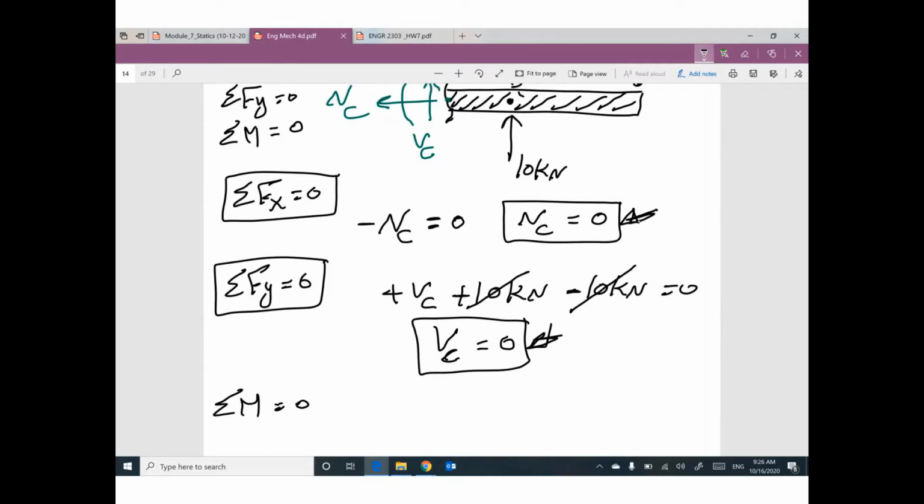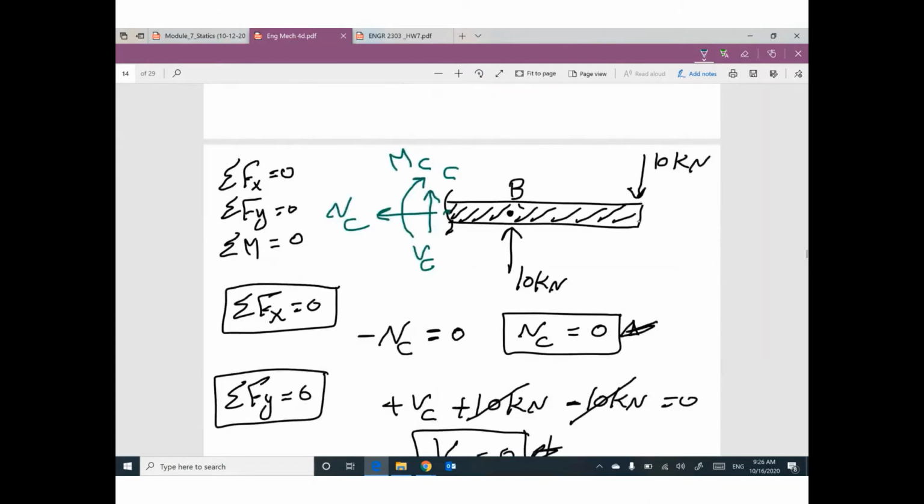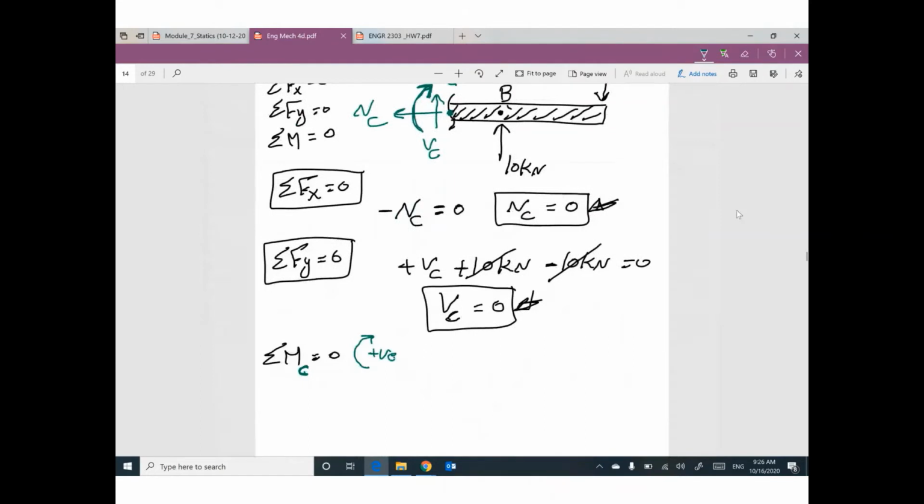But I have a recommendation here. Please take moment at the point of cut, and assume this direction is positive. The point of cut is C. The direction of the moment, I'm gonna assume this direction is my positive direction. Okay? If you take moment at C, NC times 0, we don't have distance. VC times 0, we don't have distance. Plus MC.